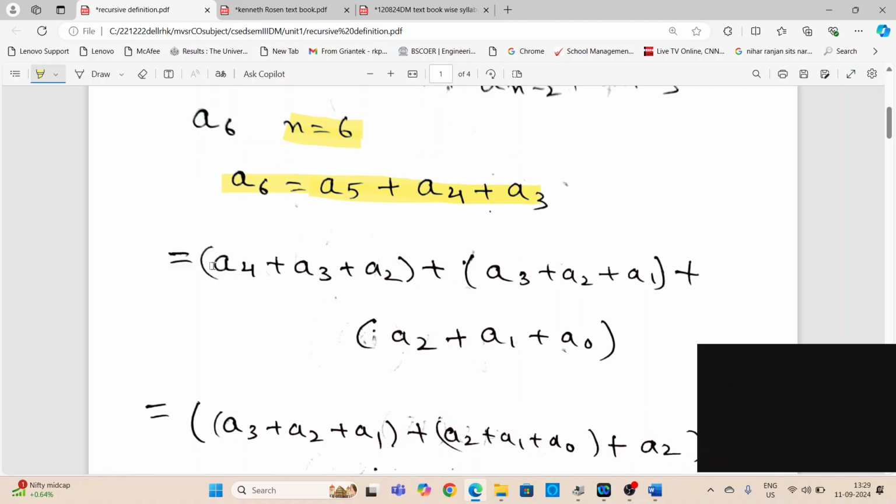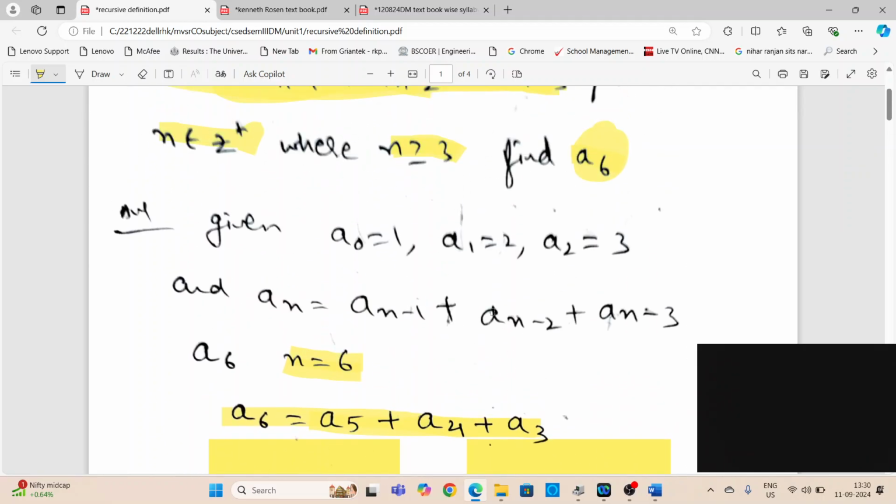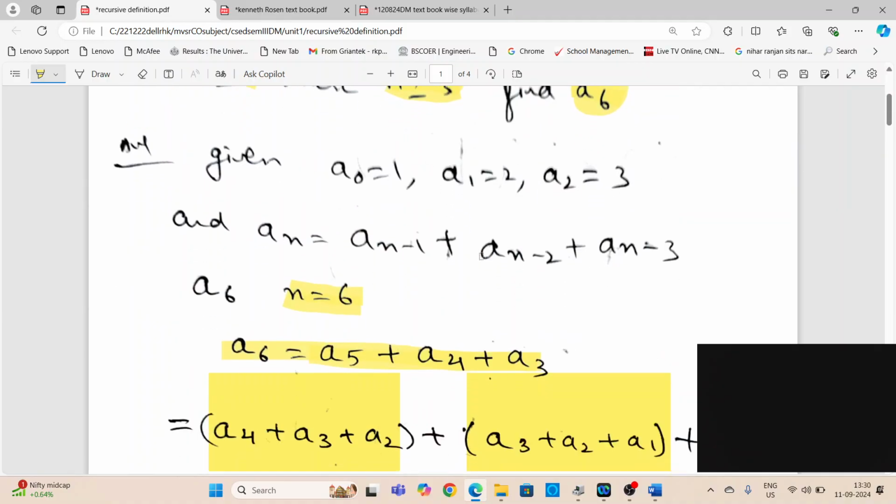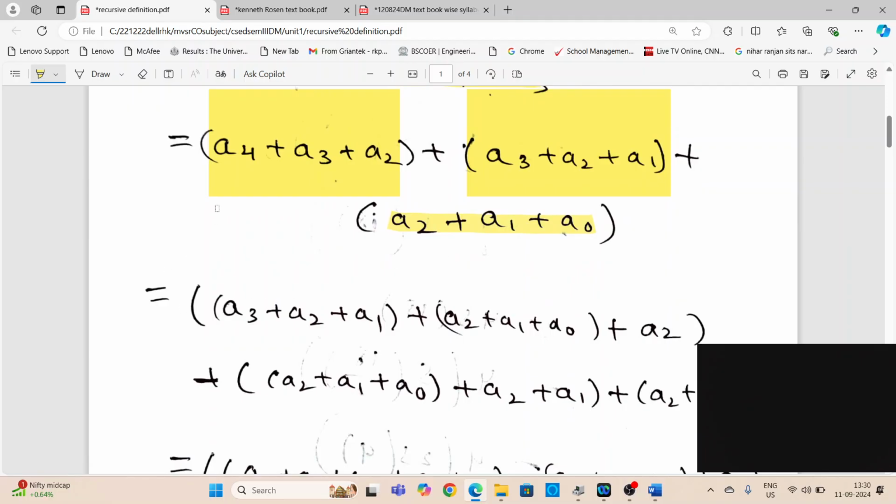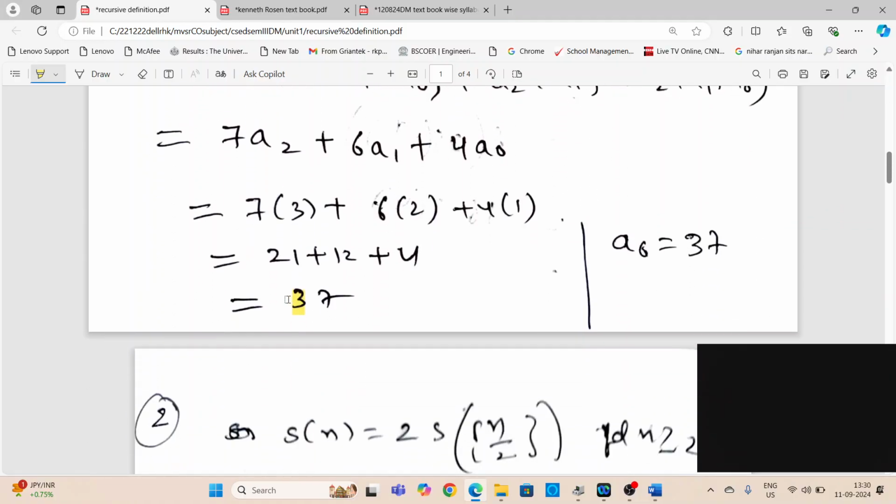a5 can be represented recursively as a4 plus a3 plus a2. a4 can be represented as a3 plus a2 plus a1. And a3 can be represented as a2 plus a1 plus a0. Here you need to remember that the value of n is greater than or equal to 3. Now we'll be going on replacing the values. a4 will be replaced with a3 plus a2 plus a1. a3 will be replaced with a2 plus a1 plus a0. a2 will be as it is. Similarly here also a3 will be replaced with a2 plus a1 plus a0. a2 as it is, a1 as it is. So when I simplify this, the value will be 37.